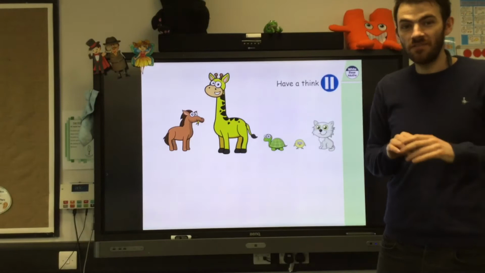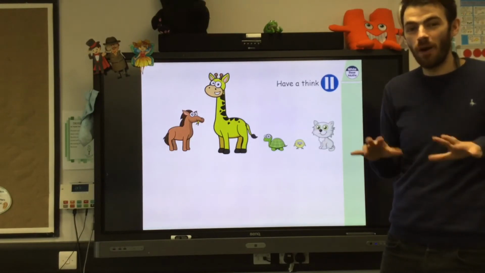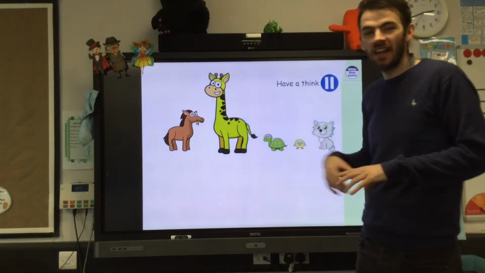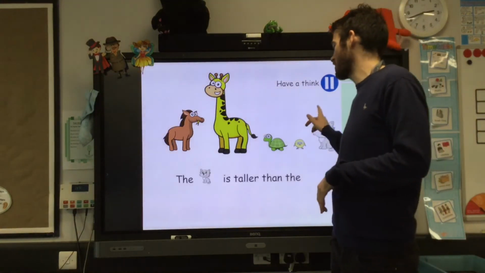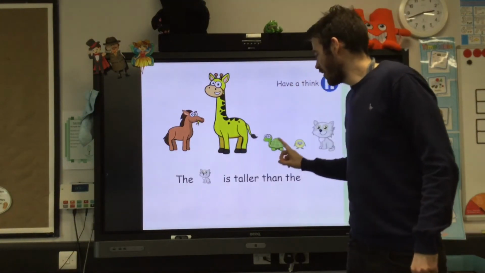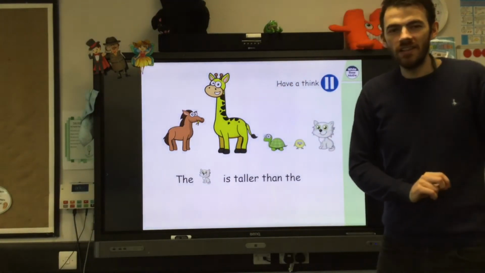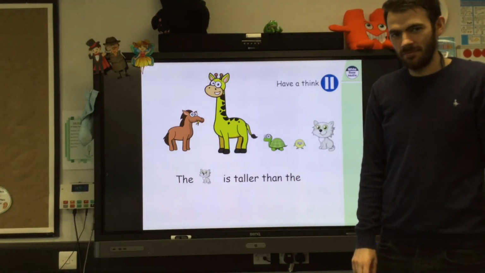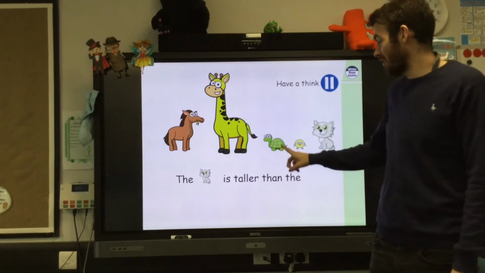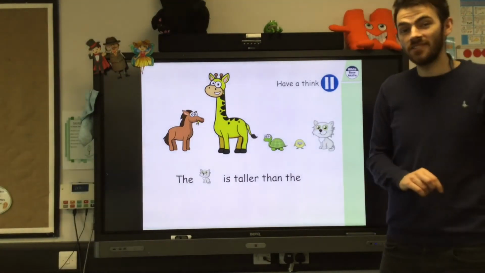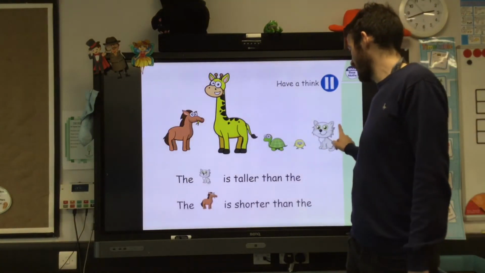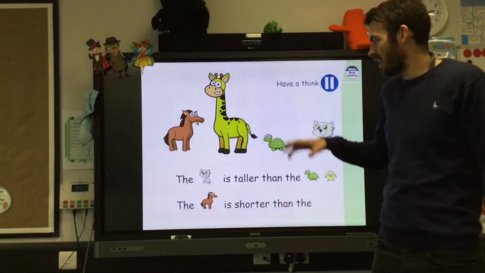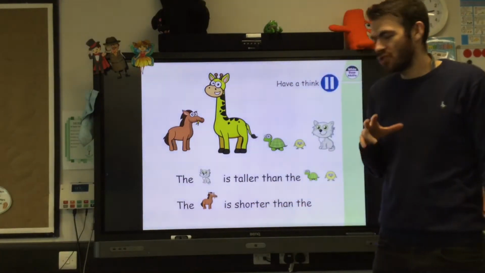So I've got lots of different animals here, and we're going to do some problem solving about the size or the height of these animals. So the cat is taller than the... Can you tell me who is the cat taller than? The cat is taller than the tortoise and the chick. So well done if you said either one of those. They are both correct.